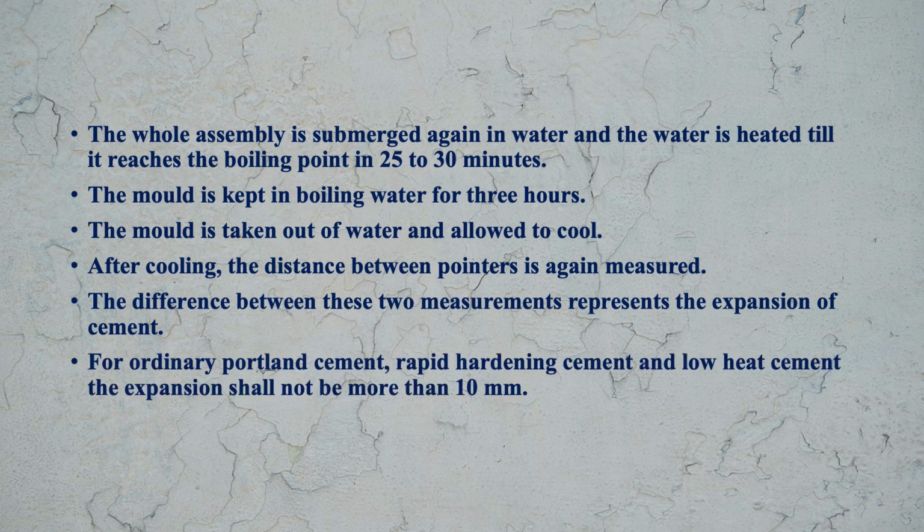For ordinary Portland cement, rapid hardening cement and the low heat cement, the expansion shall not be more than 10 mm. So this is the test for soundness. Next test is the compressive strength test.